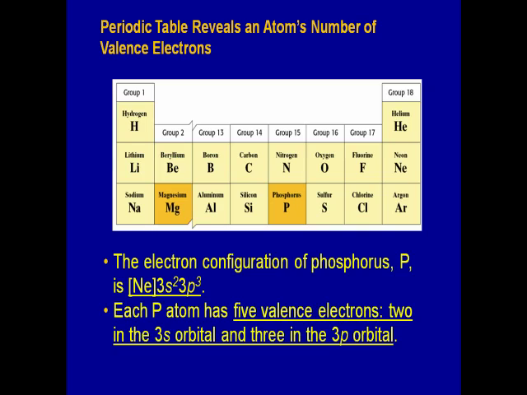So remember the group rule. In groups 1 and 2, the group number tells us the number of valence electrons. In groups 13 through 18, it is the group number minus 10. So phosphorus is in group 15. If I subtract 10 from the group number, this also confirms that phosphorus has 5 valence electrons.